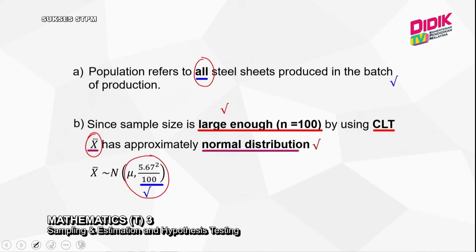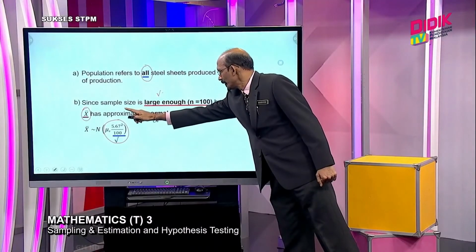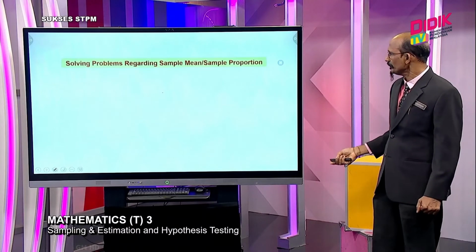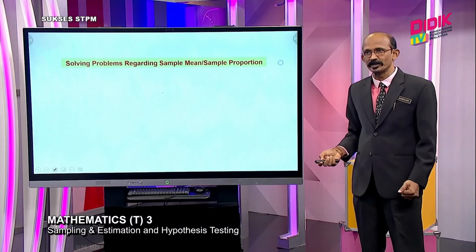Okay. So here clearly shown that this one and this one will give you 1 mark. The distribution is approximately normal. You will get 1 mark, and then your parameter you will get 1 mark. Alright. Okay, we continue. To solve problems regarding sample mean and sample proportion, very easy.